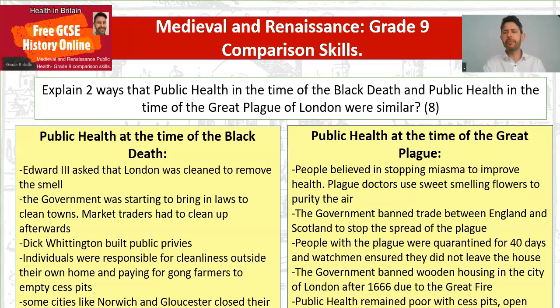The government banned trade between England and Scotland during the plague to stop its spread. People with the plague were quarantined for 40 days, and watchmen ensured they did not leave the house. The government banned wooden houses after the Great Fire of London because they were unsafe. And public health remained poor with cesspits, open sewers, and a lack of clean water still in this time.